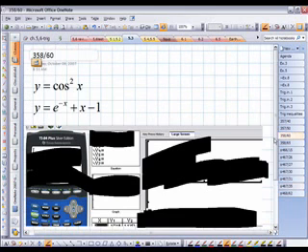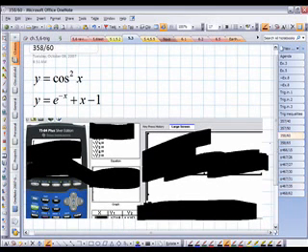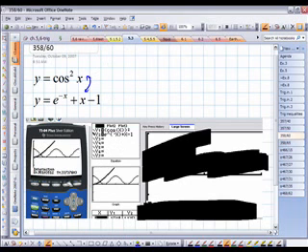And finally, this is one you have to use a calculator for. There's no way to do this analytically. y equals cosine squared x, y equals e to the negative x plus x minus 1. What you're trying to do basically is find the solution to the equation when you set these guys equal to each other. And so the way to do it is to graph the two of them. You graph them, and you see where they intersect.